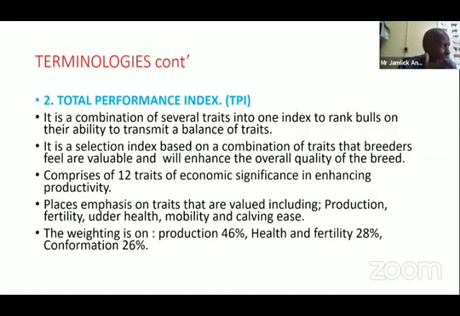Right? If you have a sire with, let's say, a TPI of 2000, another 1700, another 1500, what does that tell you? The higher, the better. And the weighting of all these traits is that production will take 46%. So you can see the emphasis in this index, 46%. Type and fertility is normally given 28%, and health information 26% emphasis.